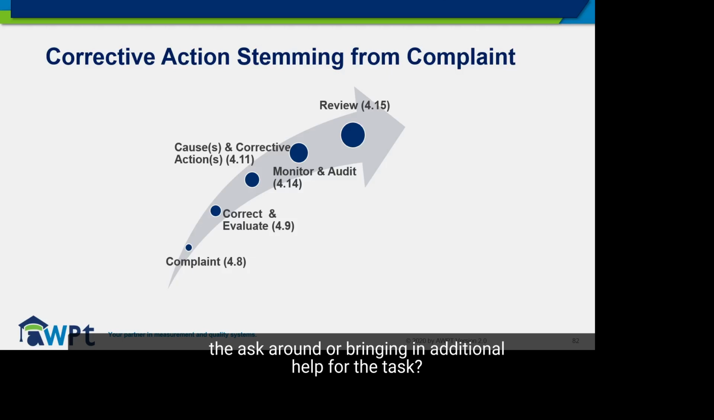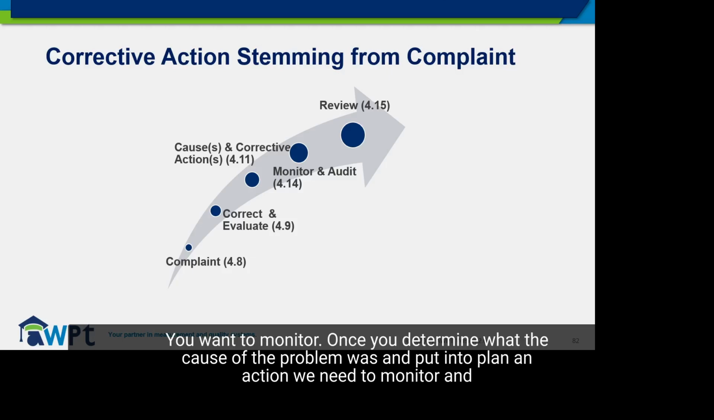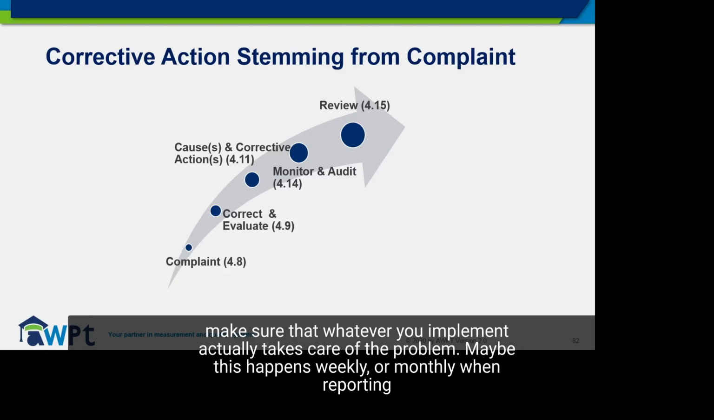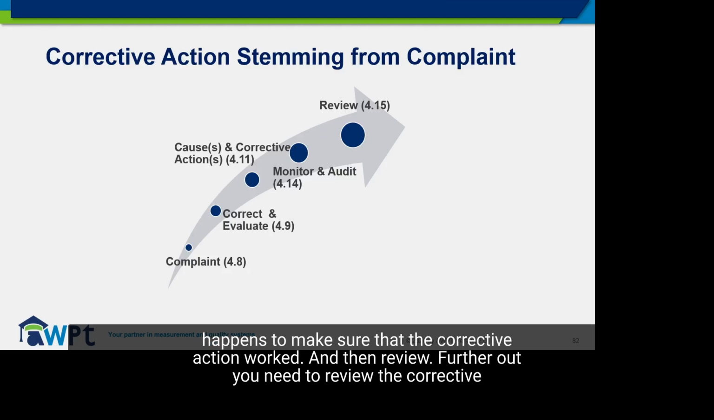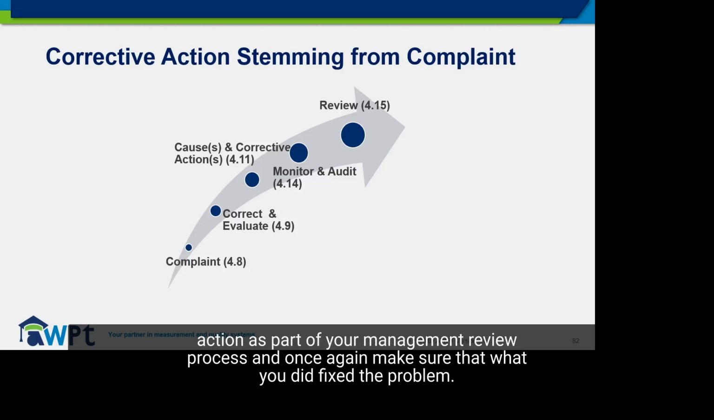We want to monitor. Once you've determined what the cause of the problem was and put in a plan and action, we need to monitor to make sure that whatever you implemented actually takes care of the problem. Maybe this happens weekly or monthly when reporting happens, to make sure that the corrective action worked. And then review. Further out, you need to review the corrective action as part of your management review process, and once again make sure that what you did fixed the problem.